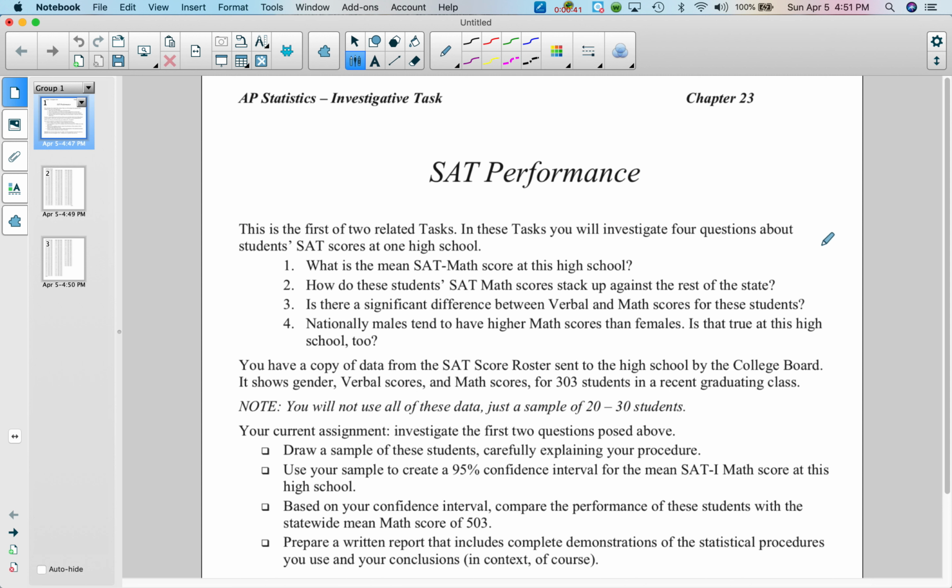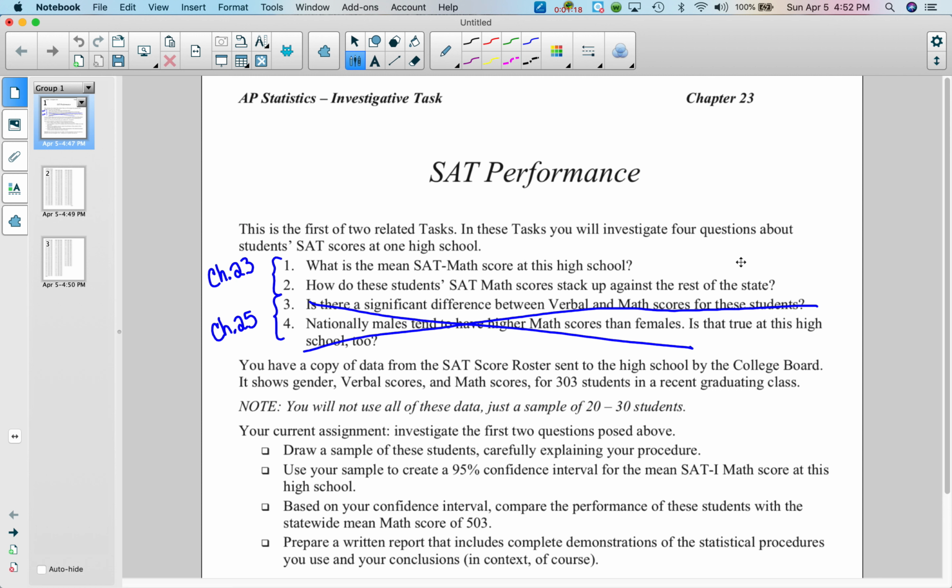So notice it says this is the first of two related tasks. The next one is going to come in Chapter 25. In these tasks, you will investigate 4 questions about students' SAT scores at one high school. Now, in this Chapter 23, you are only doing numbers 1 and 2. When you do the Chapter 25 task, you will be looking at questions 3 and 4. So for all intents and purposes right now, you are not doing these two at all. And that always brings some confusion, so I wanted to make sure I went over that.